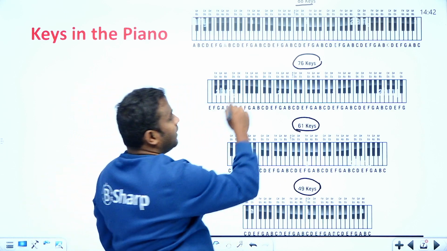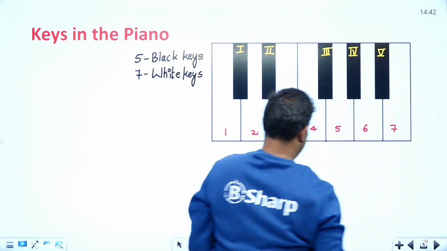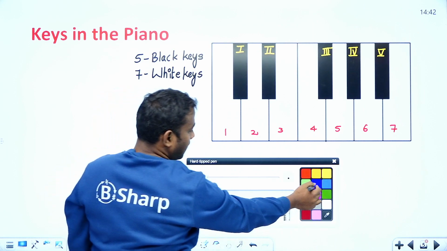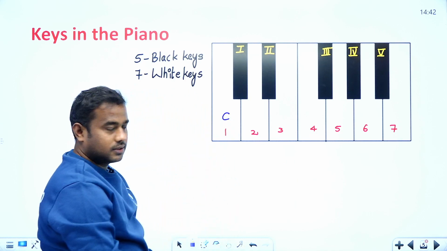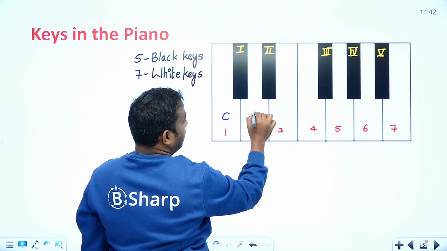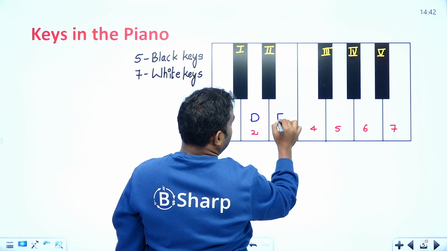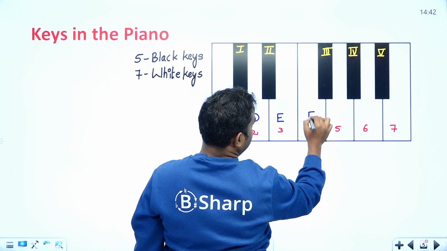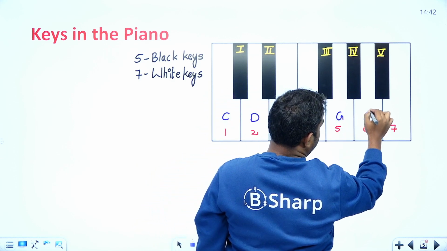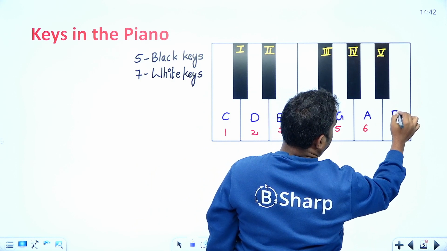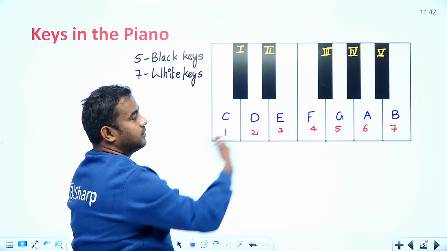But when you look at this, there are some peculiar names for these keys. So what are these names? In the case of the white keys, the first key is called capital C, the second key is called capital D. Likewise, the third key is E, the fourth key is F, the fifth key is G, the sixth key is A and the seventh key is B.